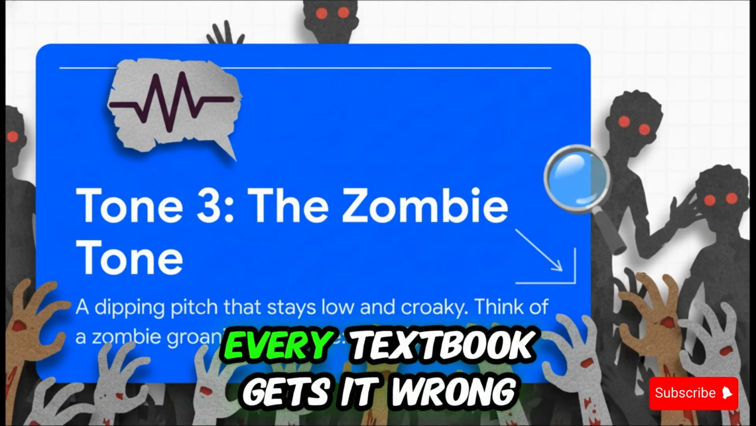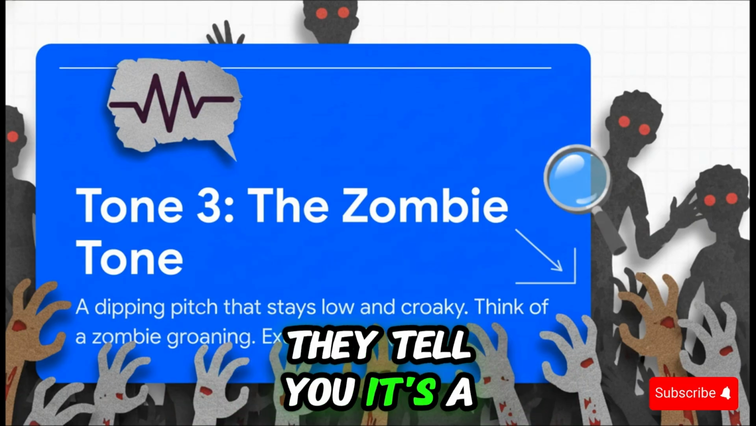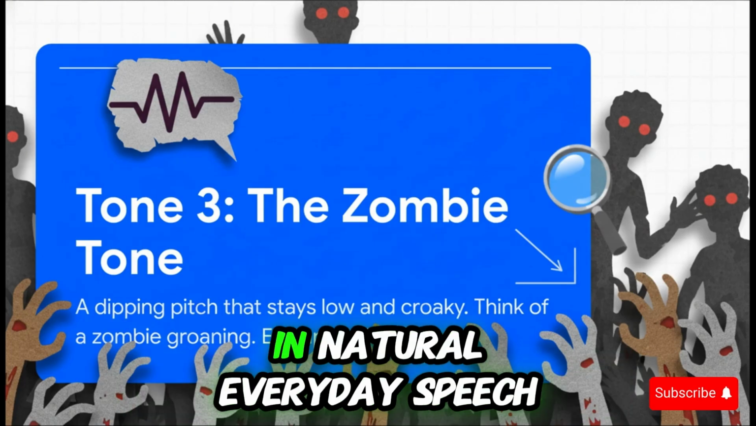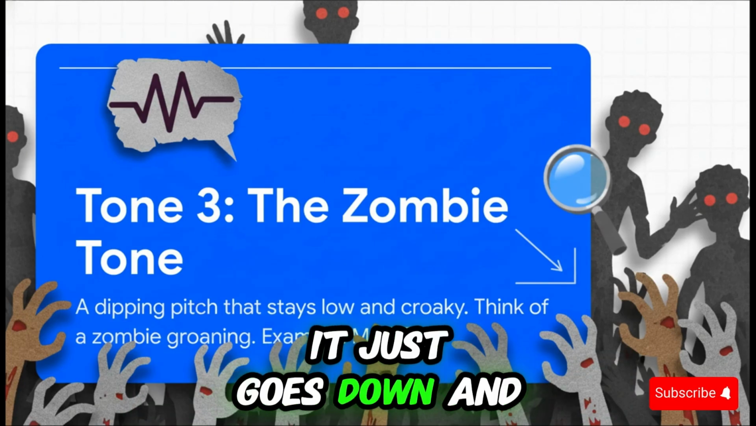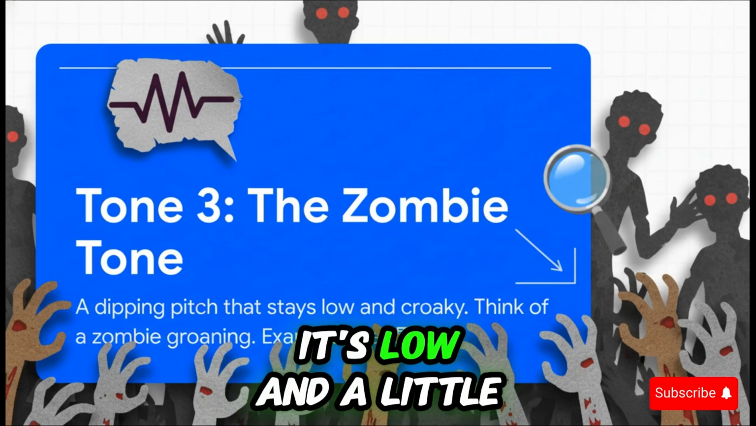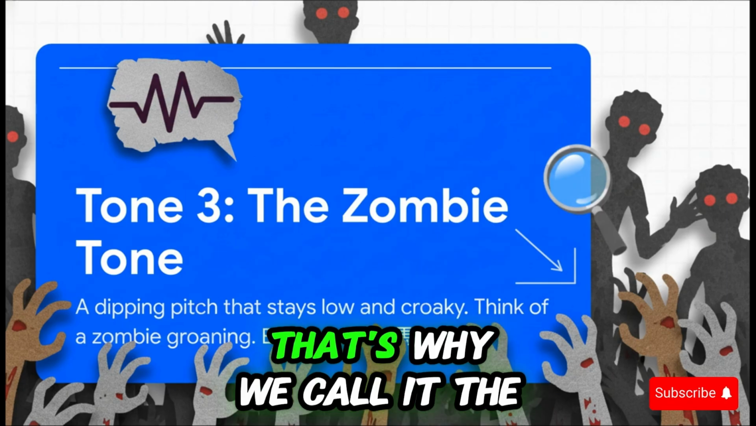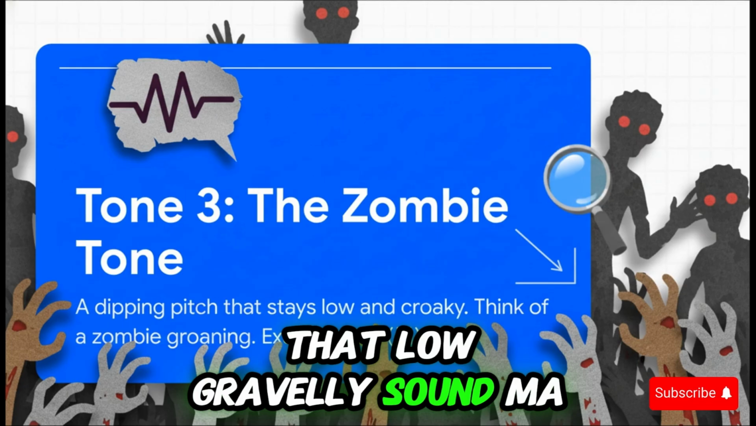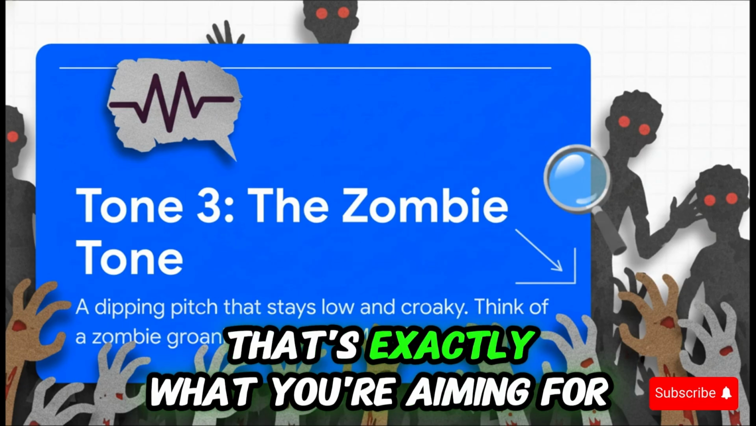Okay, now for the third tone. This is where pretty much every textbook gets it wrong. They tell you it's a dipping and rising sound, like a check mark. Forget that. In natural, everyday speech, it just goes down and stays down. It's low and a little bit creaky in your throat. That's why we call it the zombie tone. Think of a zombie groaning, brains. That low, gravelly sound, ma. That's exactly what you're aiming for.